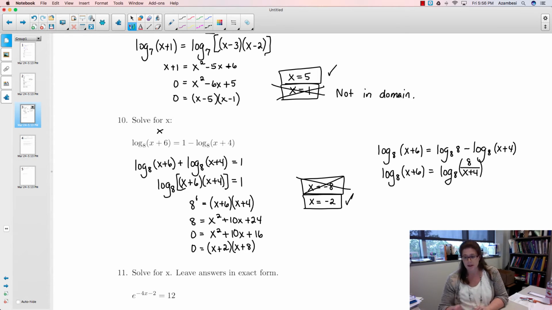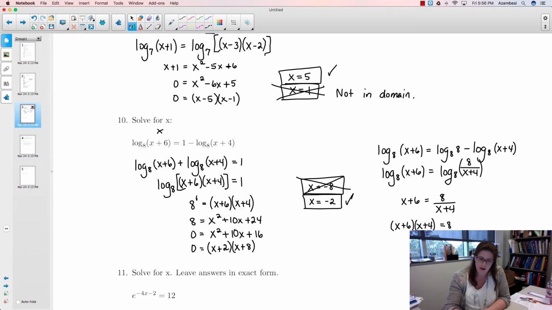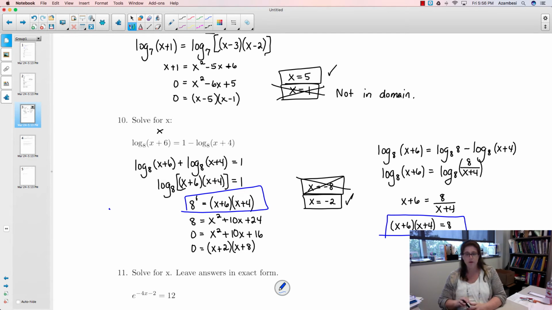And then I set my arguments equal. So x plus 6 is equal to 8 over x plus 4. And then multiplying both sides by the denominator because I need to solve for x, I end up with, on the left-hand side, x plus 6 times x plus 4 equal to 8. And if you take a look, that is right where we ended up here. So the solution from here out would be exactly the same. We just started in a different place and got there a different way, but it's still legitimate. So whichever version you like better, stick with it.